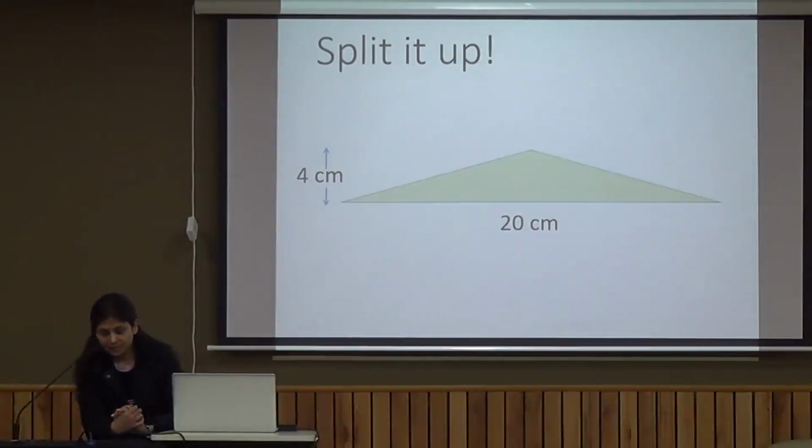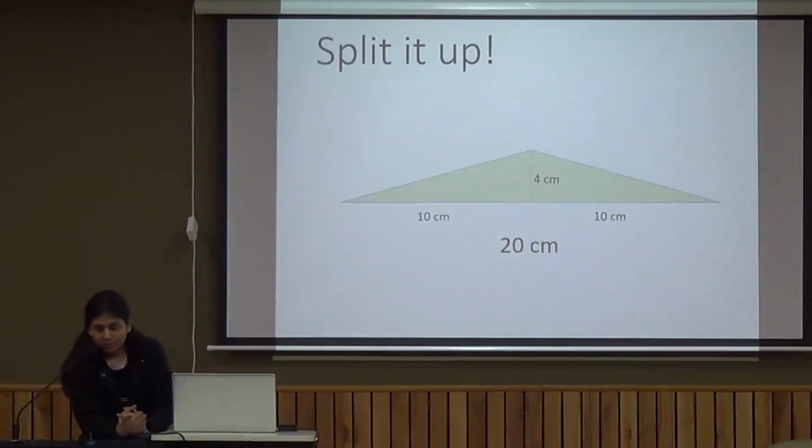Here the base is 20 centimeter. However, if you join the top vertex to the base, which is 20 centimeter, you can calculate it and the value comes out to be 4 centimeter. Therefore, the area of this triangle will be equal to half into base into height, which is half into 20 into 4.